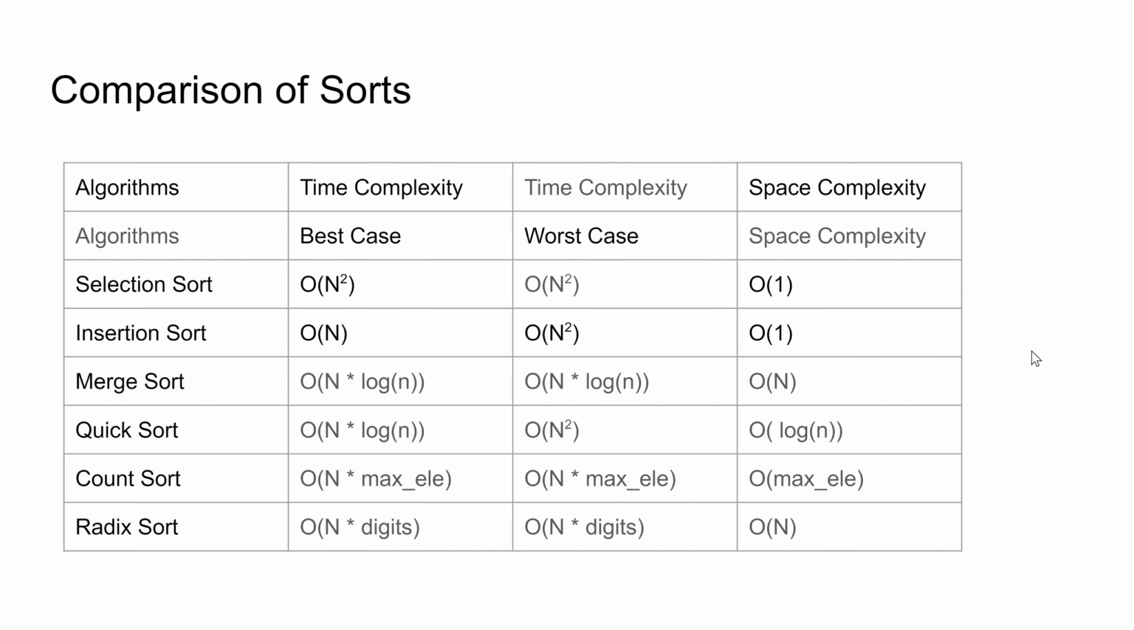Comparison of sorts: selection sort, O of n squared. Here's the time complexity, best case time, worst case time complexity, and space complexity. Here are all the sorts.